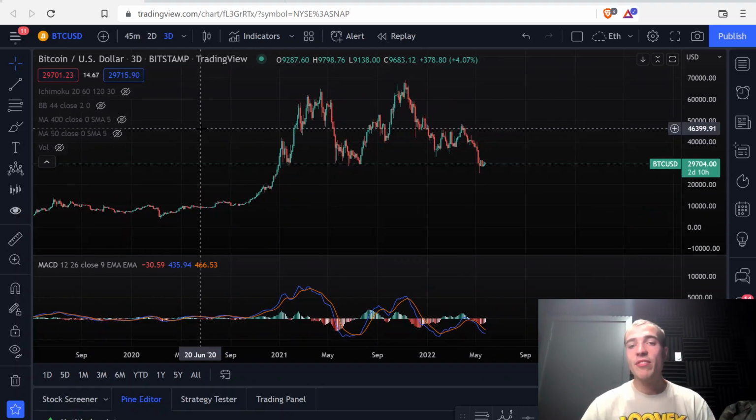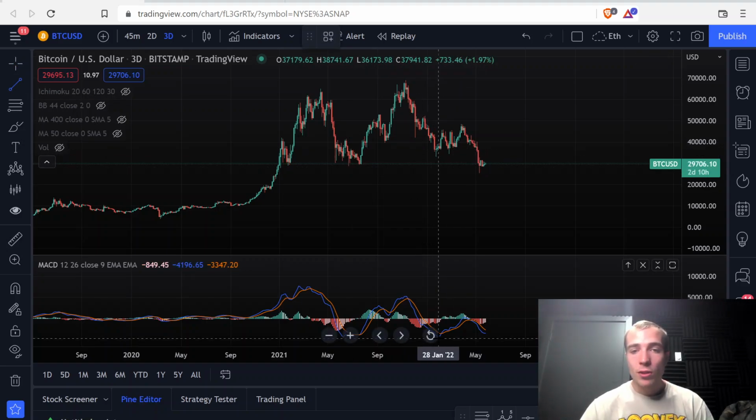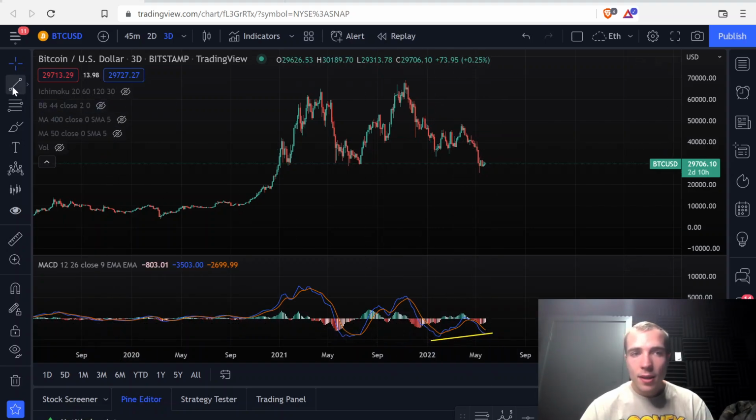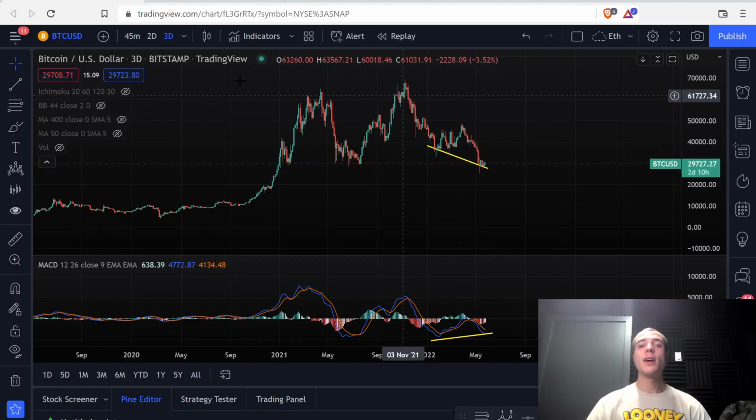This is very key, you guys. On the 3-day time frame, you can see that the MACD formed an oversold level right here, and then it formed a higher low in this area right here. So we made a low, we made a higher low, and if we look at the price, we made a low and a lower low.